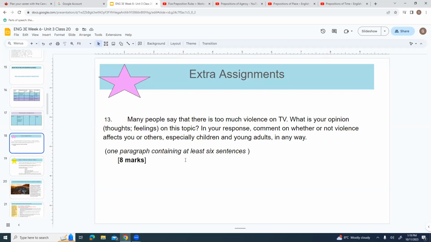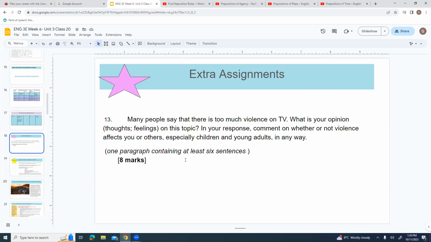So the next assignment is, many people say there is too much violence on TV. What is your opinion or your thoughts or your feelings on this topic? In your response, comment on whether or not violence affects you or others, especially children and young adults, in any way. So one paragraph containing at least 6 sentences, and they're giving you 8 marks. I would say probably you want to do more than 6 sentences, but that's just me.